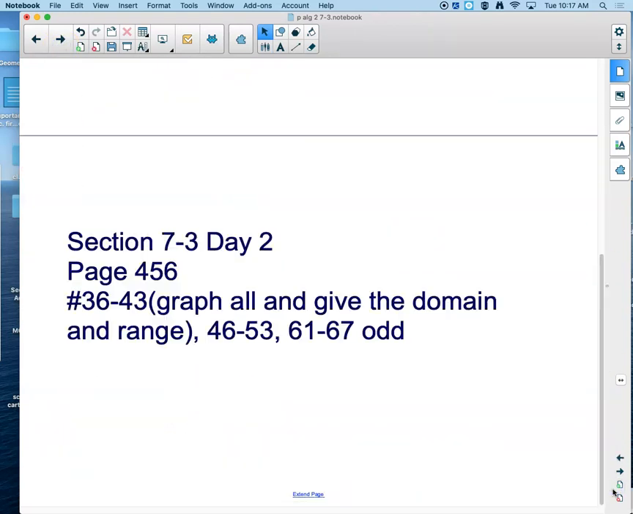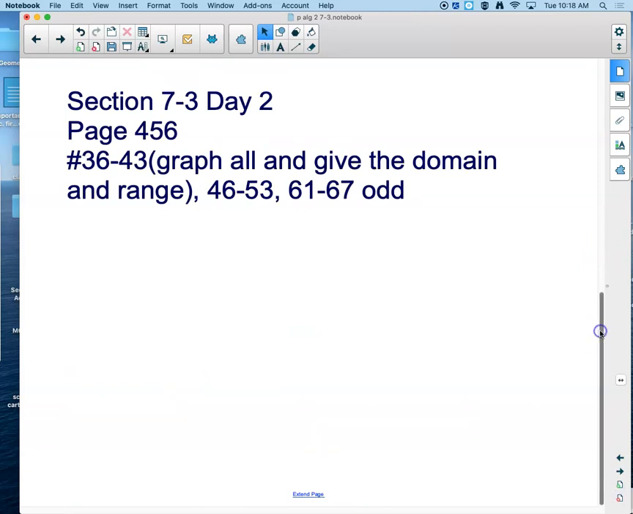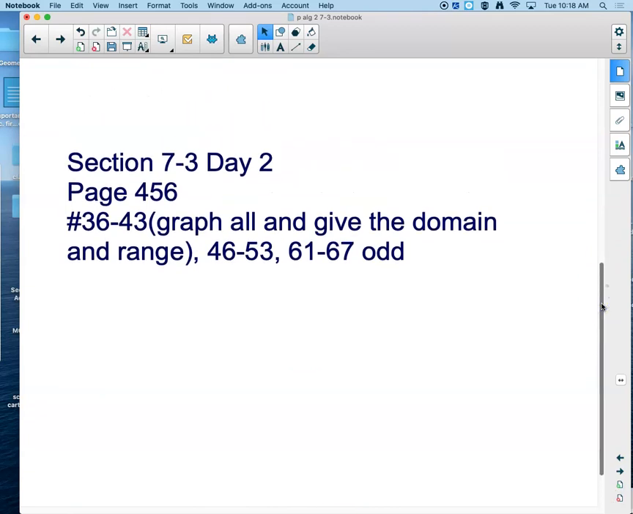I shall sanitize my hands and get you some graph paper here. All right. Now, again, it looks longer because of the instructions there. Like I said, graph them and give the domain and range. I'm not going to bother.